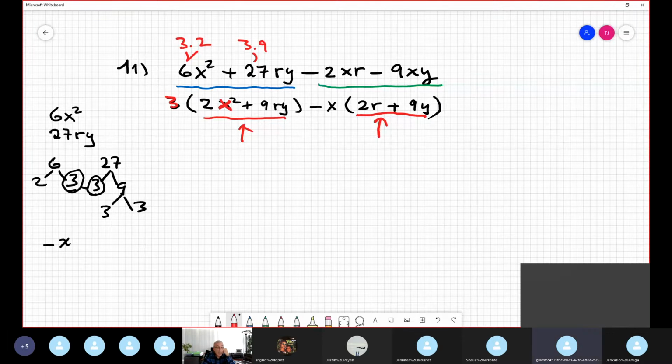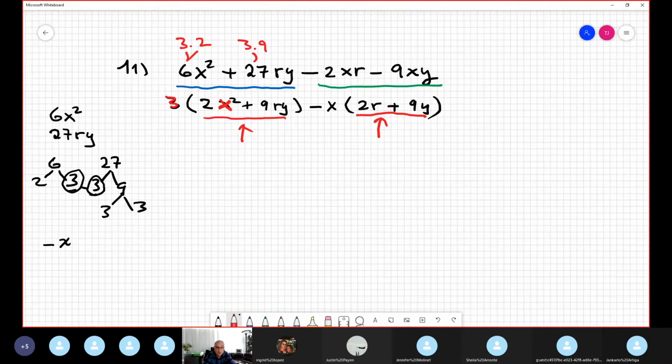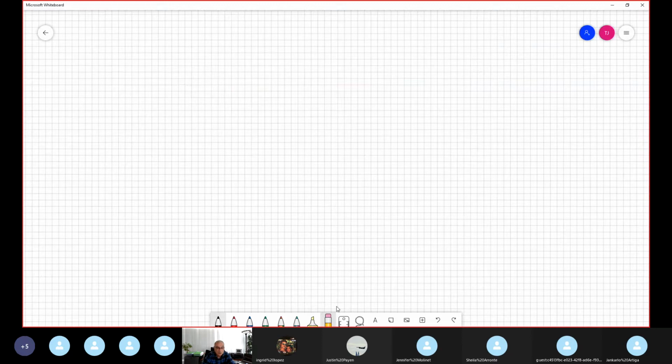6r squared. I think she's... Yes. Thank you. I copied wrong. Look. Okay. Forget about this. I found the answer. You know, it's better to start all over. One stupid variable screws up everything. It's R, no? Plus 27RY minus 2XR minus 9XY.